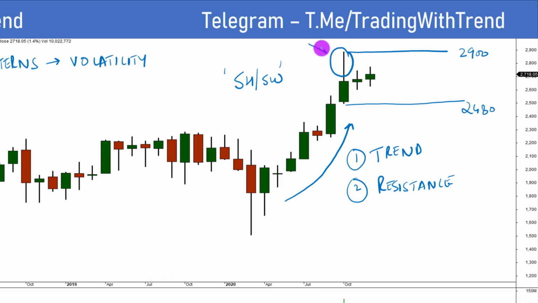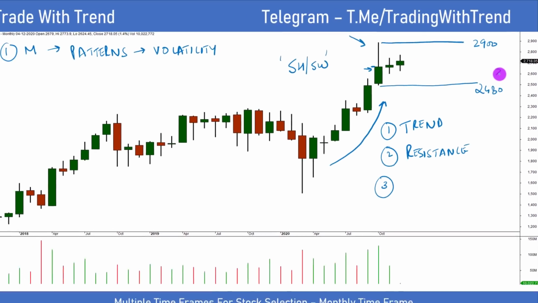It faced strong rejection here and then it closed at this particular level. So why do I consider this a positive sign? The main thing being that if you look at this particular candle, the closing happened at this level. Now this is somewhere close to 2640.